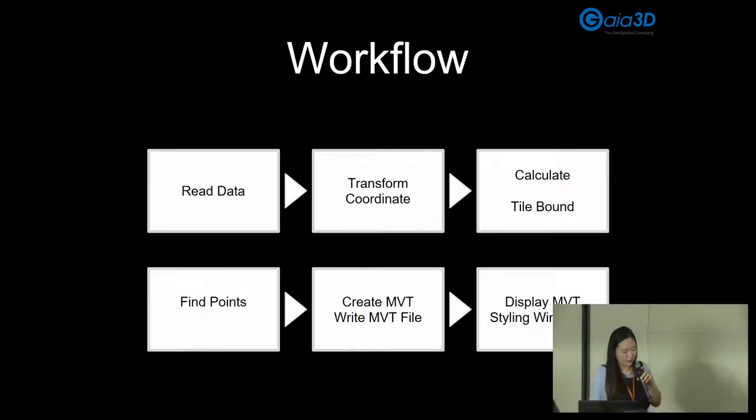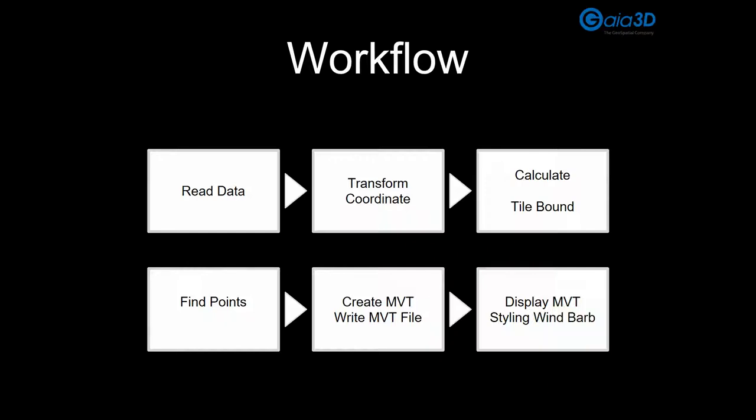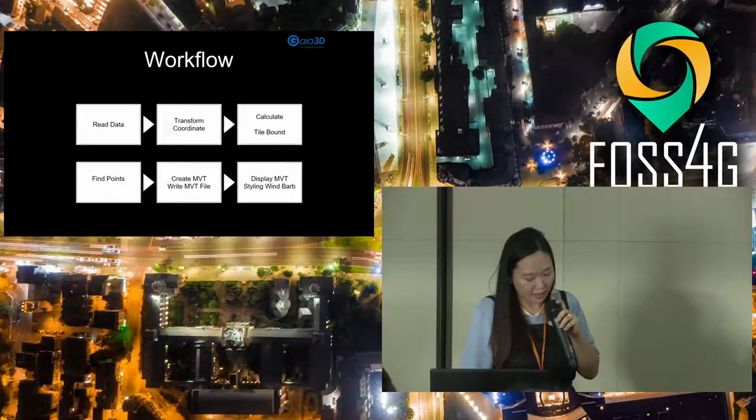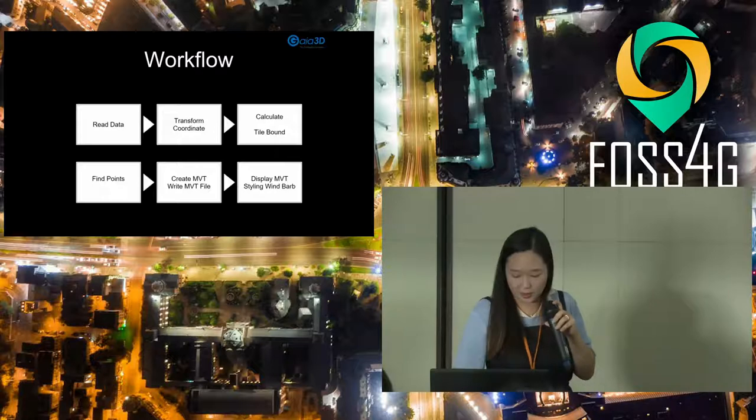The overall flow is as follows. Coordinate transformation is performed by reading the coordinates, calculate the bounds of the tile, and find the points contained in the file, encode the file in MVT format styled in the form of a WindMap and display it. I will explain how to calculate the bounds of the buffer and skip data based on zoom level.